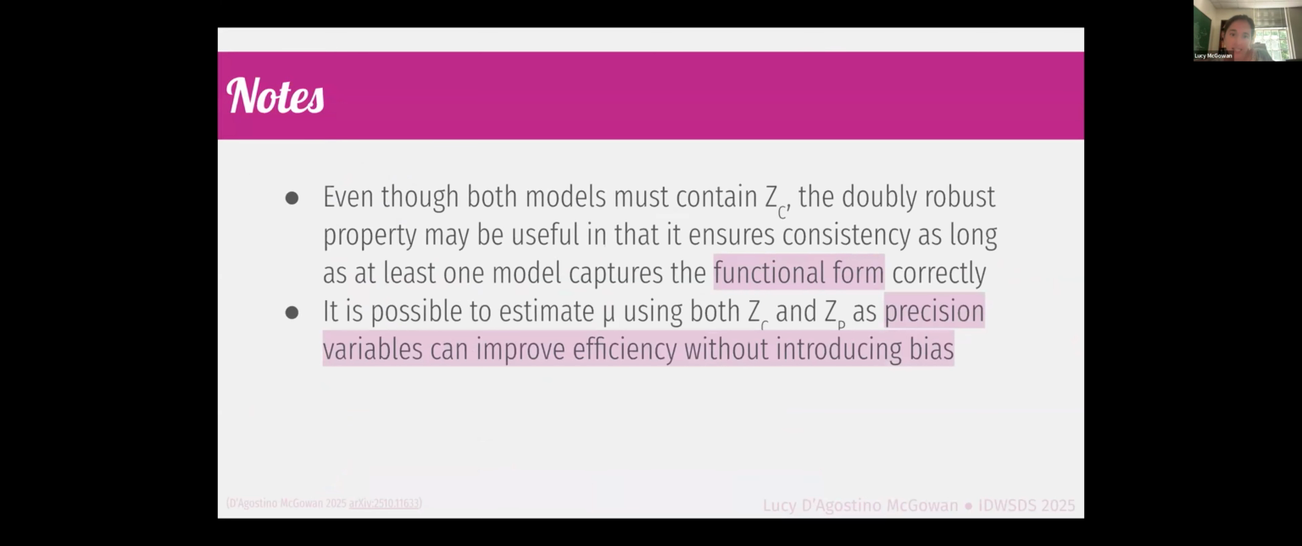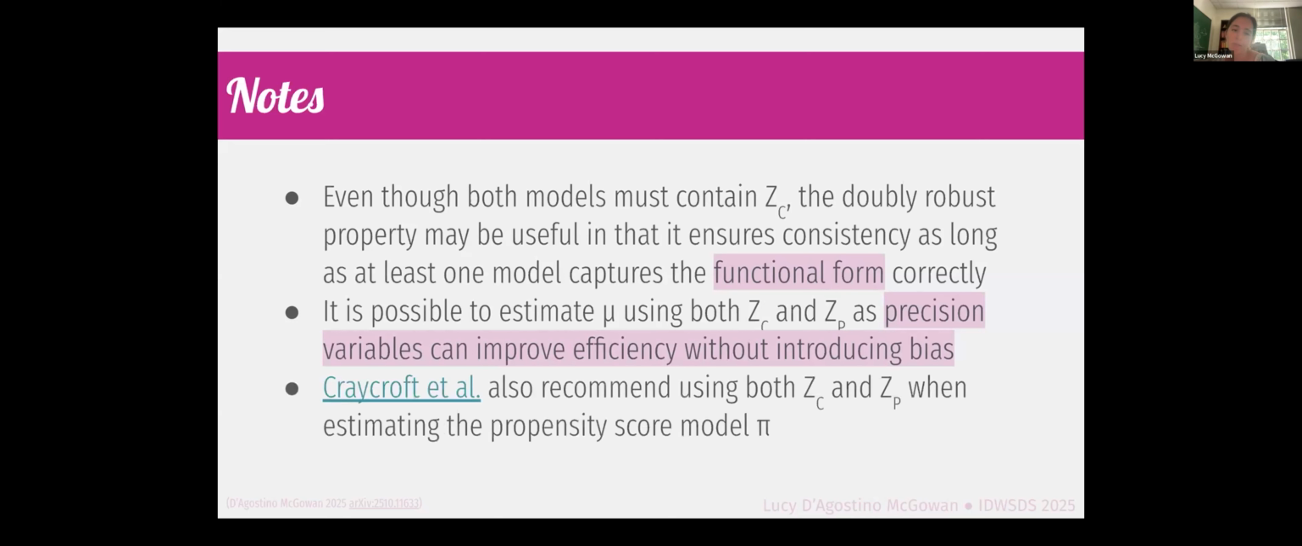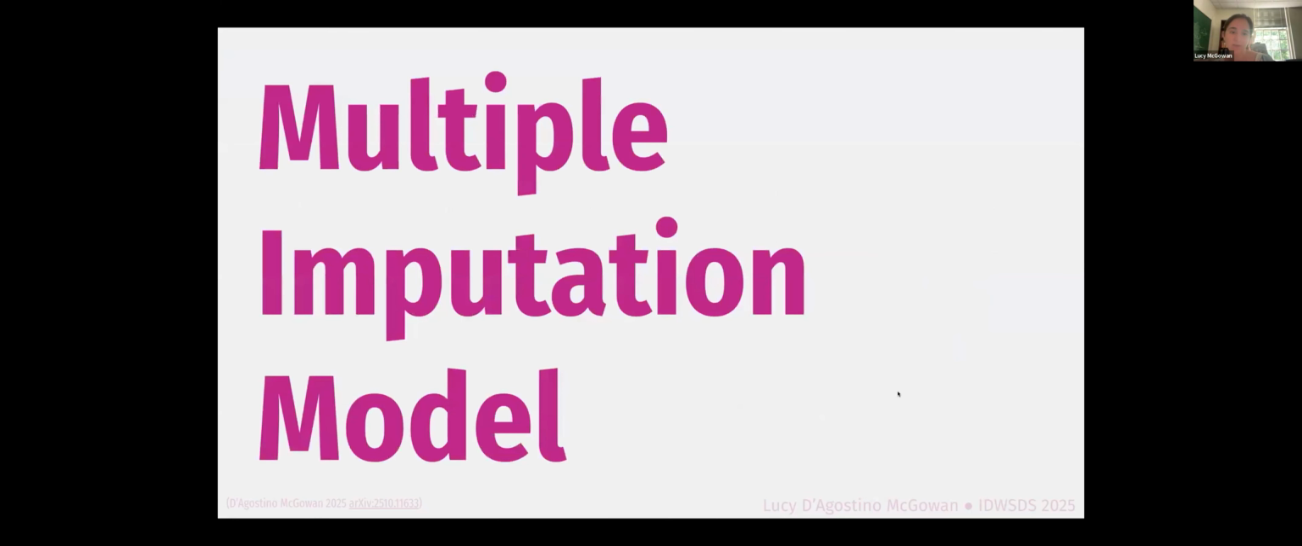It is possible to estimate mu, that's the regression outcome model piece, using both ZC, the confounders, and ZP. ZP would be those precision variables, and that's because the precision variables can improve the efficiency without introducing bias. And there is a recent paper that also recommended maybe using precision variables when estimating the propensity score. And this is going to play into what I'm going to show because you can do this, but if you do, you need to be really careful to include those also in your multiple imputation.